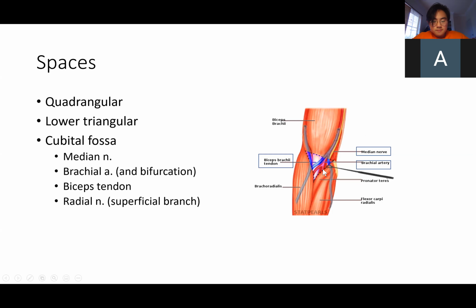The cubital fossa. Just a few important things: the brachial artery bifurcates here and your median nerve runs here. And some sources say the radial nerve. And know the borders of the cubital fossa. I think they ask questions on the borders.